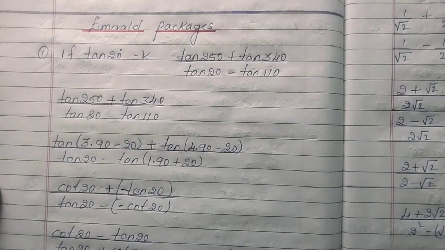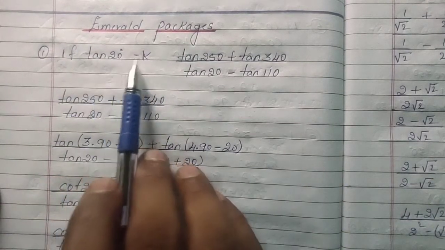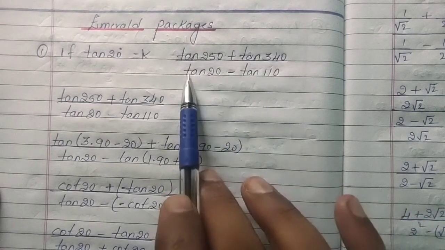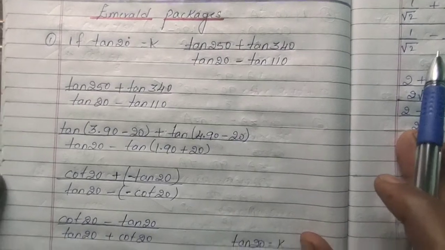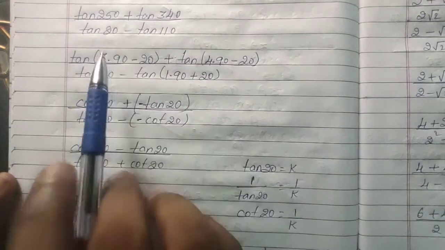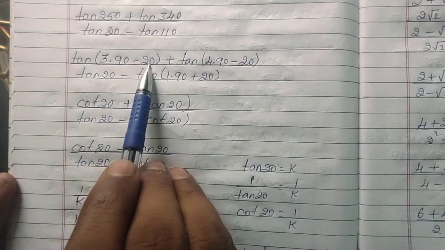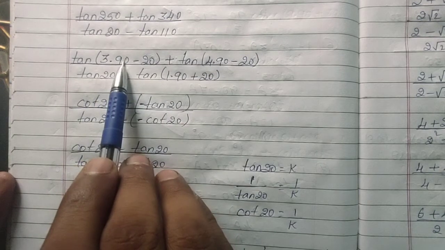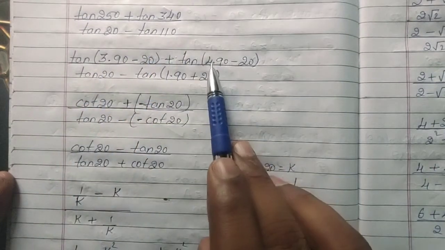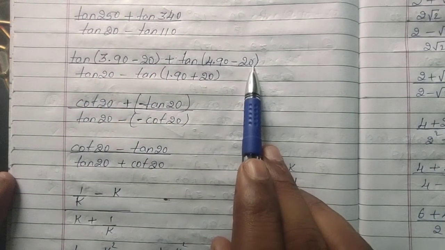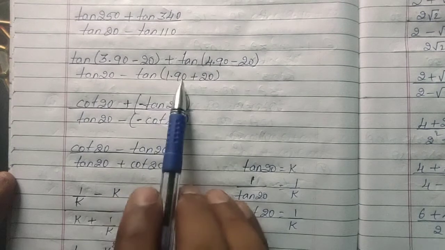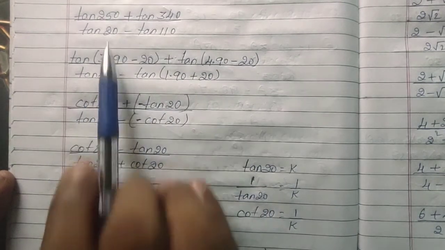Now the next problem. If tan 20 degree equals k, then find the value of (tan 250 plus tan 340) by (tan 20 minus tan 110 degree). Here this 250, can I write 3 into 90 minus 20? 3 into 90 means 270. 270 minus 20 is 250. This 340 I write 4 times 90 minus 20. 360 minus 20 is 340. 110 I can write 1 into 90 plus 20. This 20 as it is.